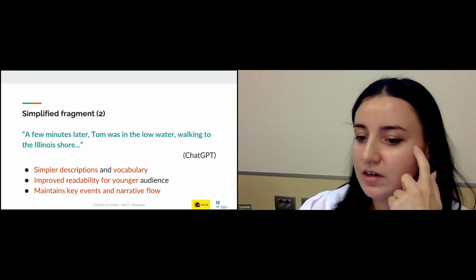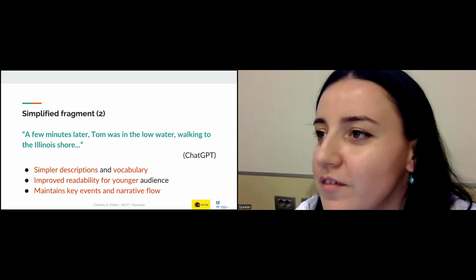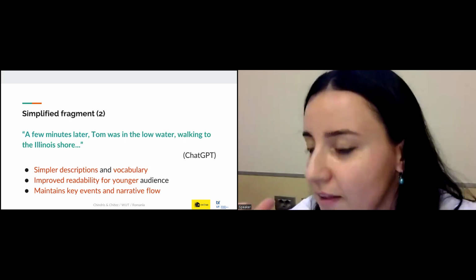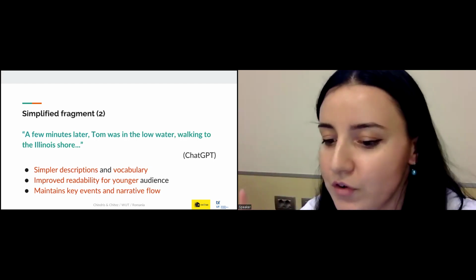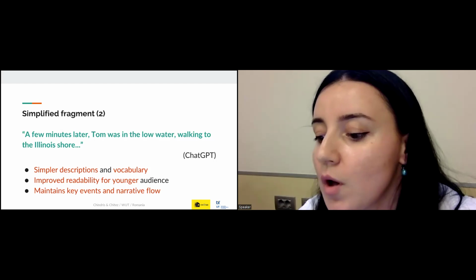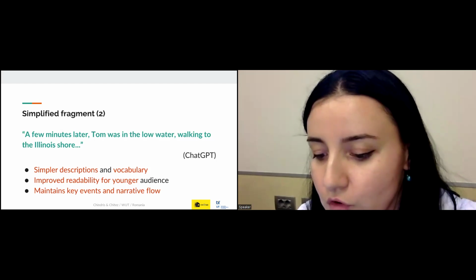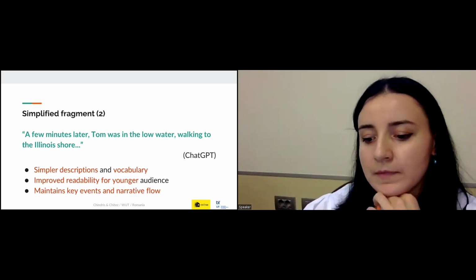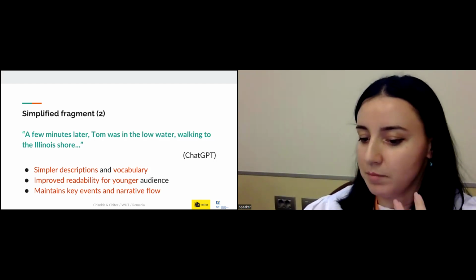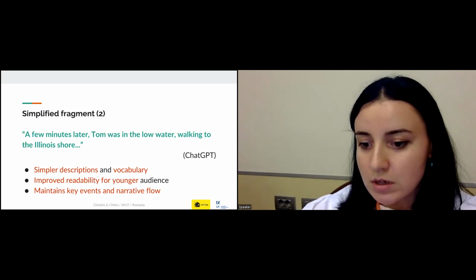So I asked ChatGPT to simplify the fragment, both using words, sentences and images. And this is the first simplified version using sentences. A few minutes later, Tom was in the low water, walking to the Illinois shore. The readability is improved for a younger audience, and it maintains the key events and the narrative flow.